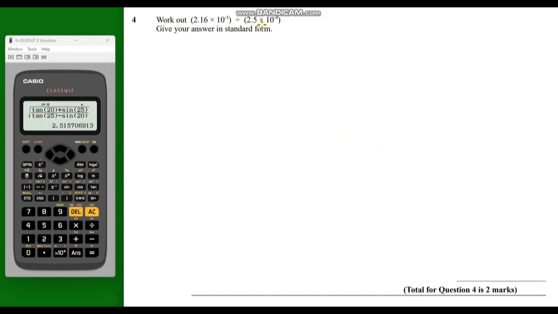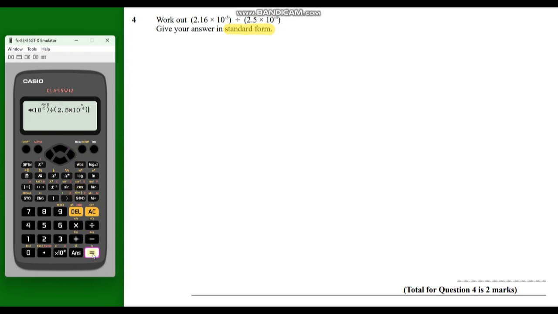Question 4. Work out this calculation here and give your answer in standard form. So we're going to use our calculator for this for sure. So if I just clear this, so if we write in everything we've got here, so we've got open brackets 2.16 multiplied by 10 to the power of negative 5. So the power button here is this one. And now let's just type in negative 5, press right to get out of that, and then we need to close the brackets. Divided by, open brackets, 2.5 multiplied by 10, and this time the power is negative 4. So to the power of negative 4, come out of that and close brackets.